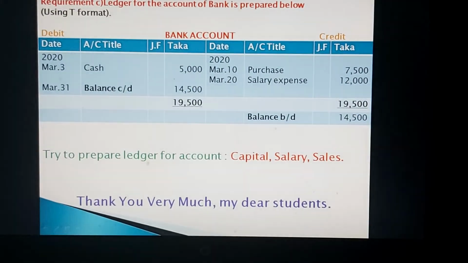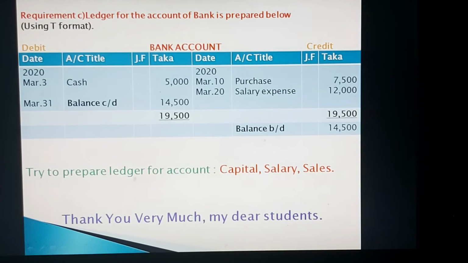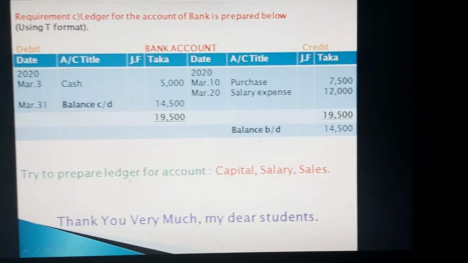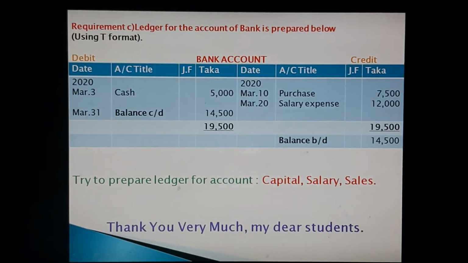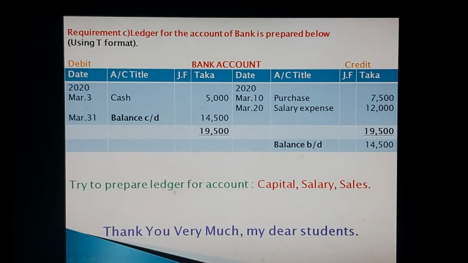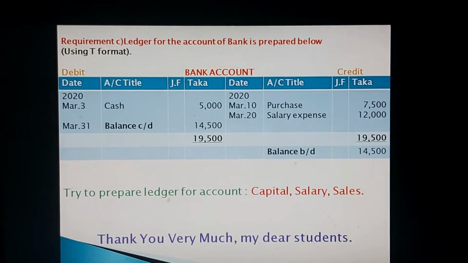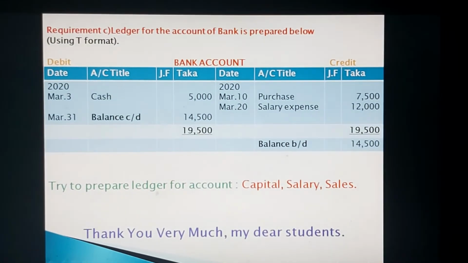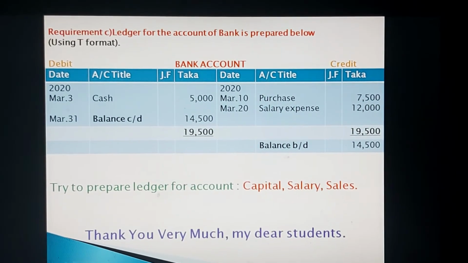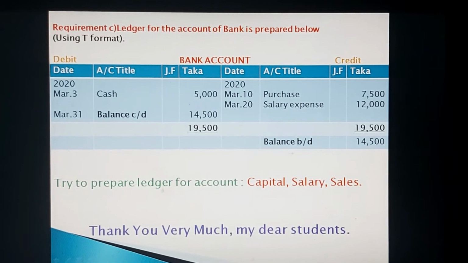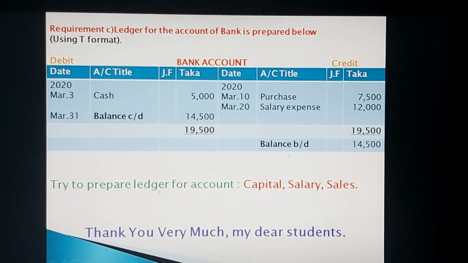Another one, March 20 salary expense debit, bank credit. Bank credit, that is you have to go to the credit side for this transaction. In the account title, salary expense, as salary expense is the opposite account of bank. You can write in this way every time in a ledger using T format. Okay, salary expense 12,000.